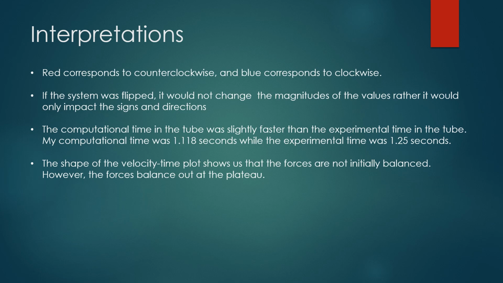Here are a couple interpretations. The red arrows correspond to counterclockwise, and the blue arrows correspond to clockwise. If the system was flipped, it would not change the magnitudes of the values; rather, it would only impact the signs and the directions. The computational time in the tube was significantly faster than the experimental time in the tube. My computational time was 1.118 seconds, while the experimental time was 1.25 seconds. And finally, the shape of the velocity time plot shows us that the forces are not initially balanced. However, the forces balance out at the plateau. And this is what I said in the previous slide, how the gravitational force and the magnetic force are equal at around 0.2 seconds because the velocity was constant.